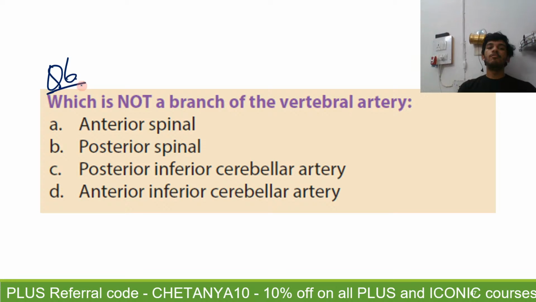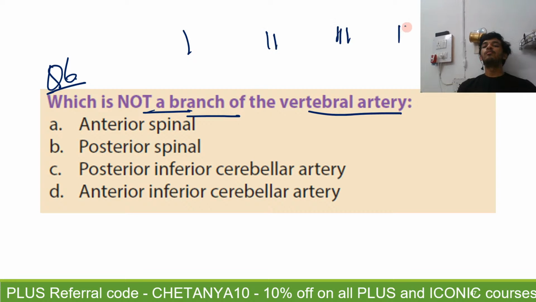Question number 6, which is not a branch of the vertebral artery. Vertebral artery has 4 parts. 1, 2, 3. The first part. Tell me the answer to question 6 and then I will tell you what I was explaining here. Which is not a branch of the vertebral artery?